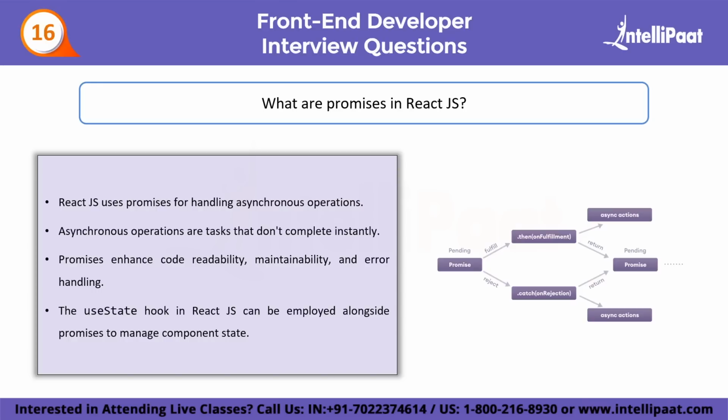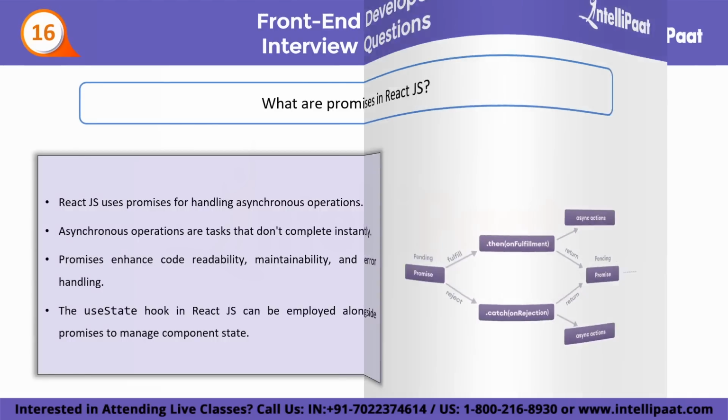In short, a promise in React is a way to handle asynchronous tasks without blocking the rest of your code. It represents a future value or event and provides a structured way to handle both successful outcomes as well as errors, making asynchronous programs more manageable and predictable.